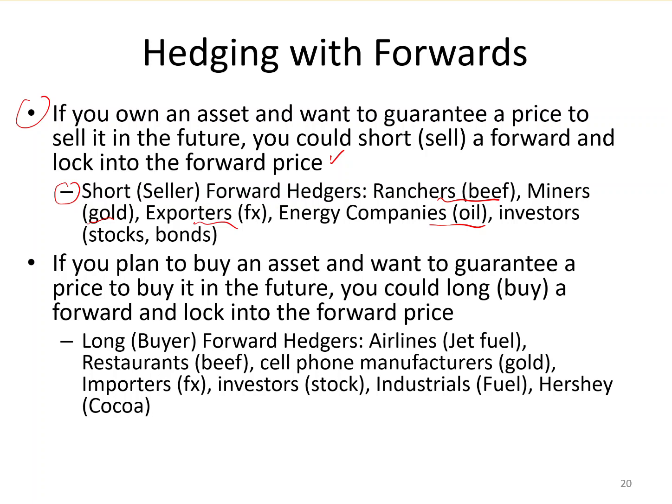Now, if you need to buy an asset and want to guarantee a price to buy it in the future, you could go long the forward, or we say buy a forward, even though you're not buying a forward, you're just entering into a contract to be the buyer. And examples of hedgers that use long forwards are airlines trying to buy jet fuel, restaurants trying to buy beef, cell phone manufacturers trying to buy gold to put in the cell phone, importers trying to buy foreign exchange, investors trying to buy stocks or bonds, industrial firms trying to buy fuel, and say Hershey or Starbucks trying to buy cocoa or coffee beans. So these are examples of buyers of a forward.